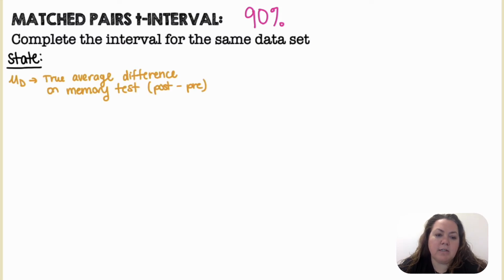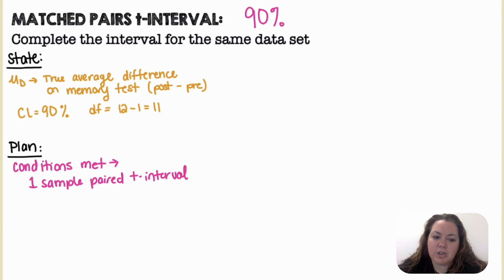State: mu d is the true average difference on the memory test, post minus pre. Confidence level is 90%. Degrees of freedom is 11. Plan: we're going to go ahead and say conditions are met since we did them in the previous example. And we're doing a one-sample paired t-interval.